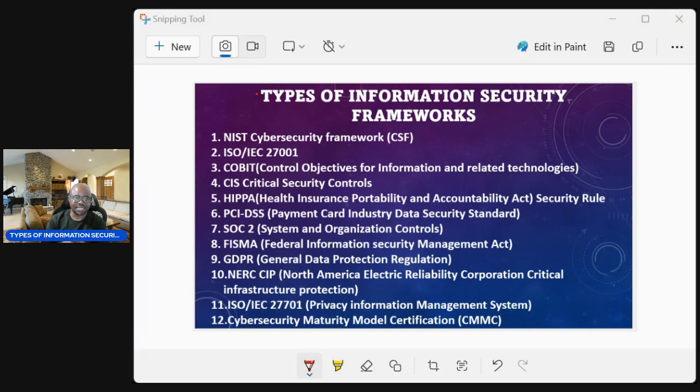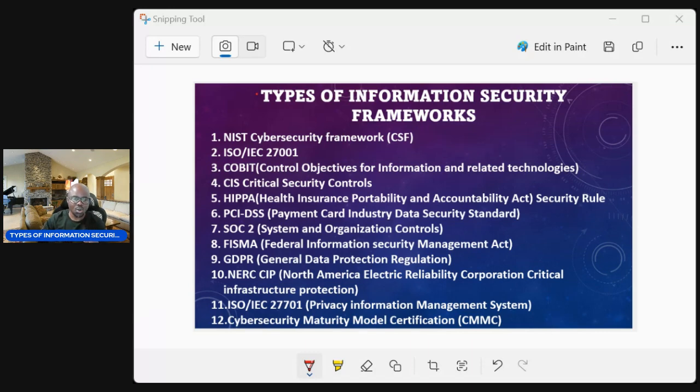Number one is the NIST Cybersecurity Framework, which is the CSF. This CSF was developed by the National Institute of Standards and Technology, NIST, based in the US. The focus of the NIST Cybersecurity Framework is managing cybersecurity risk. It has about 5 or 6 different components. I will share that in a detailed video on this particular framework.